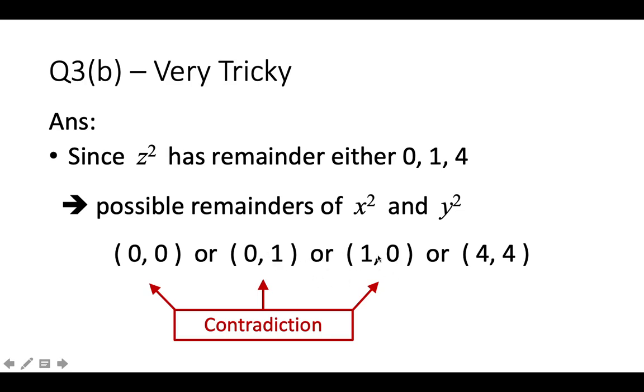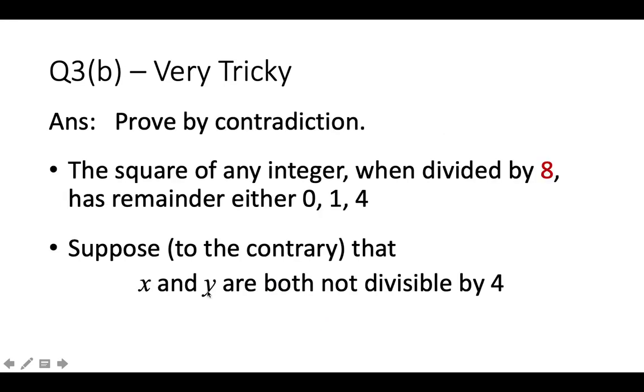Okay. So what I want to say is that if one of these x squared or y squared has remainder 0 when divided by 8, then it must be a multiple of 4. A multiple of 4 will have remainder 0. A multiple of 4 plus 2 will have remainder 4. And all the other cases, it will have remainder 1. So this 0 must come from a number which is divisible by 4. So in that case, we have a contradiction. The contradiction comes from x and y are both not divisible by 4.